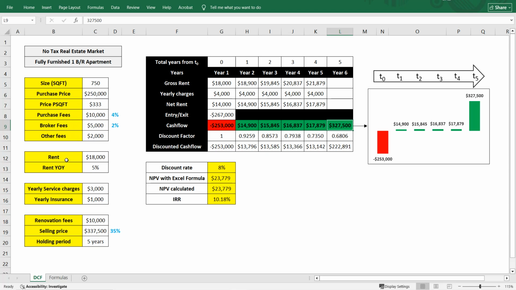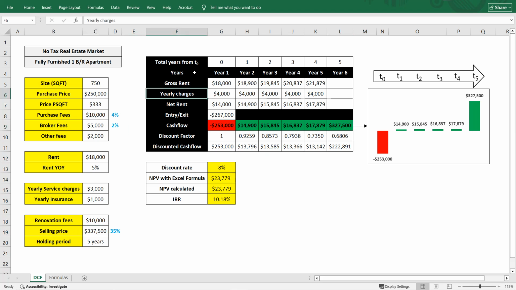The rent is estimated at $18,000 for the first year, with year-over-year rent growth of 5%. We have fixed yearly service charges of $3,000 and yearly insurance of $1,000. The holding period is estimated at 5 years, and the renovation fees before selling the property are estimated around $10,000, with market appreciation of 35% that will give us the following selling price.